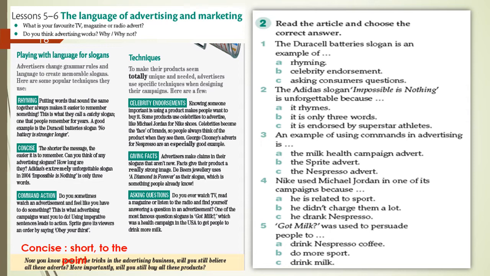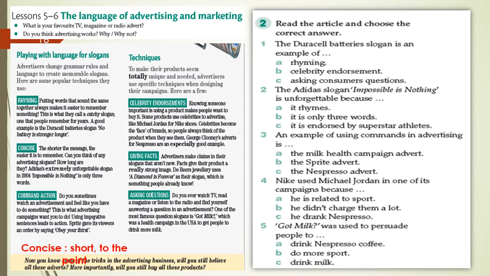Number 3, what is the other way companies use to make advertising? Command action. Do you sometimes watch an advertisement and feel like you have to do something? This is what advertising campaigns want you to do, using imperative. Imperative means an order, like do, buy, take. Okay? Sentences lead to action. Sprite gave its viewers an order by saying, Obey your thirst. This is Sprite. Give command, give order, like Obey your thirst.